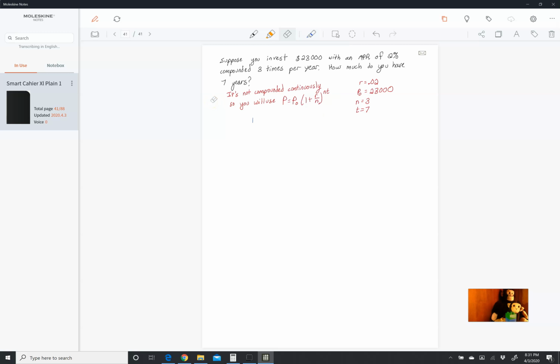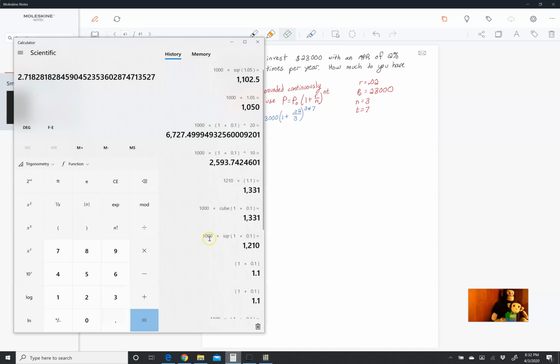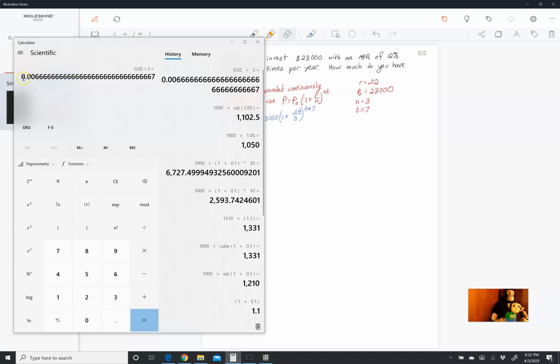So your P is 23,000 times 1 plus 0.02 divided by 3. Every time you get interest, you're getting a 1/3 of 2%. And then it's 3 times 7. Over 7 years, you're collecting interest 21 times. So let's go to our calculator. Now do this slowly. I'm going to do it, and then you're going to do it in the same way. So you're going to do 0.02 divided by 3 first. This gives you this number. It should be a small decimal. You're going to add it to the 1. The 1 represents 100% of what you have.